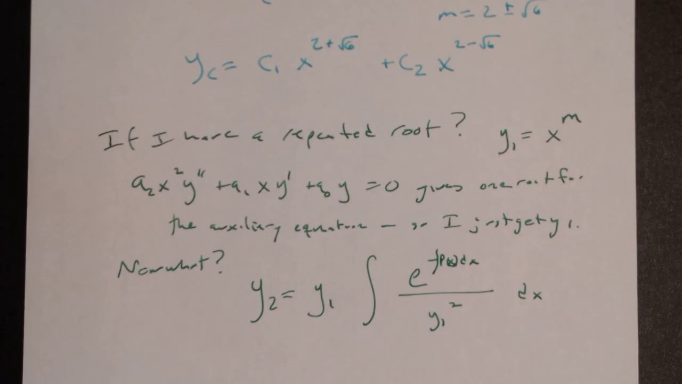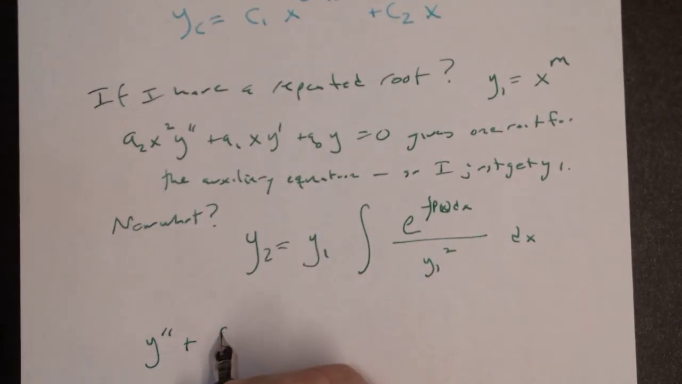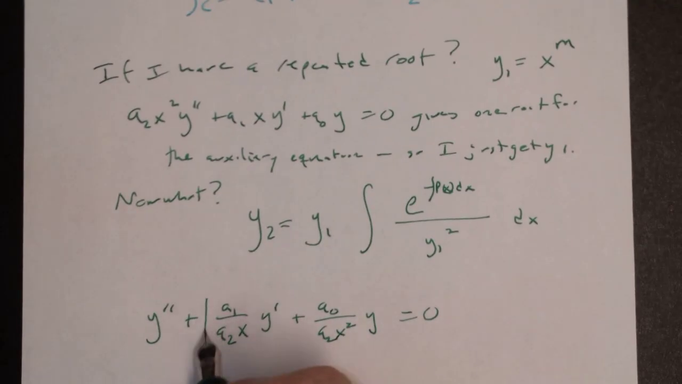But now I don't have the e, so what's going to happen? Well, where do I get p of x from? Except before I get that, I have to divide by the first part. So the first thing I need to do is rewrite this as y double prime plus a1 over a2, or rather a1x over a2x squared. Cancel one of the x's. So this is p of x right here.